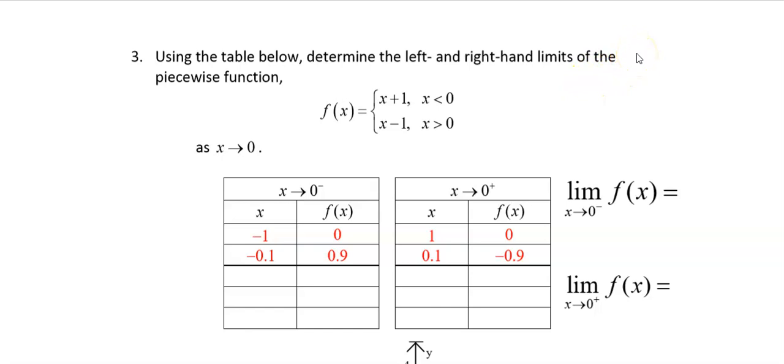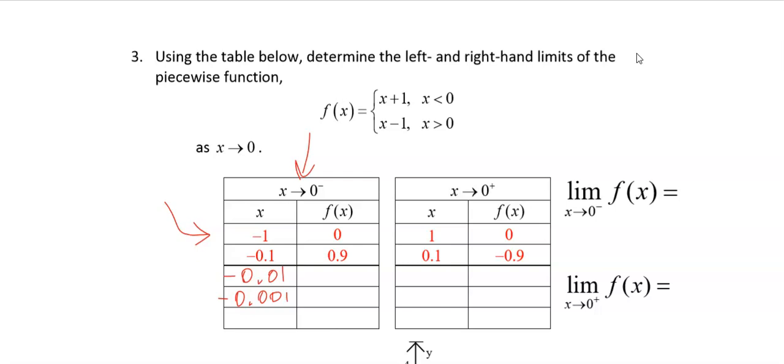It says determine the left-hand and right-hand limits of the piecewise function as x approaches 0. So this table right there shows as x approaches 0 from the left, and you'll note that as x approaches 0 from the left, well, it's getting closer to 0, yes, but they're negative values, aren't they? Negative 0.01, negative 0.001, and so on.